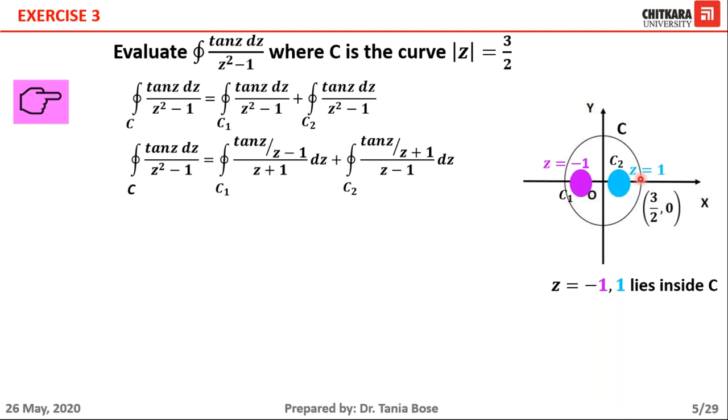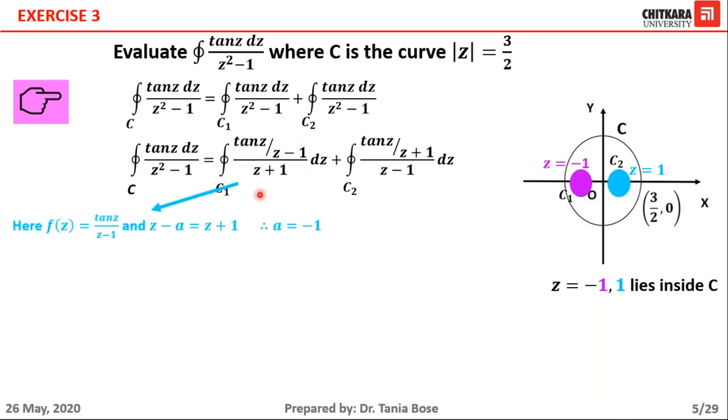So if it is centered at z equal to 1, I will retain in the denominator the term corresponding to z equal to 1. So it is z minus 1. So the numerator term becomes tan z upon z plus 1. Now let us calculate both these integrals.